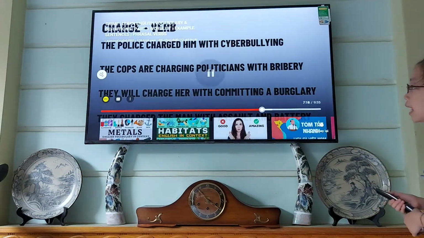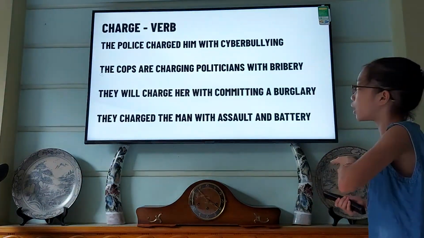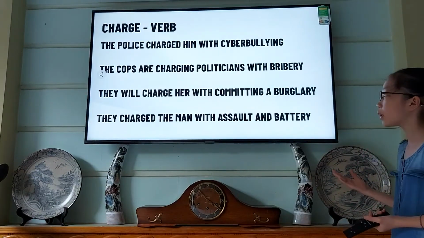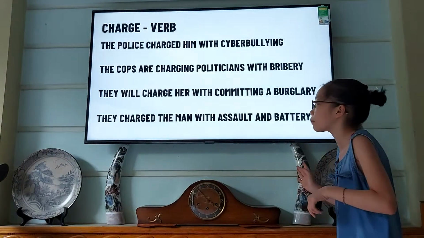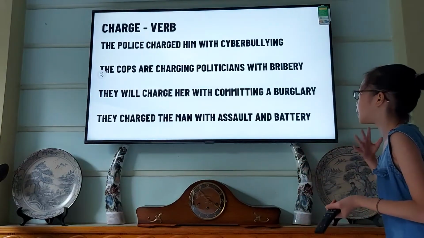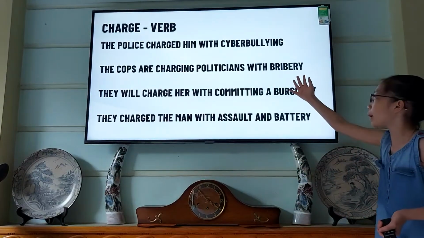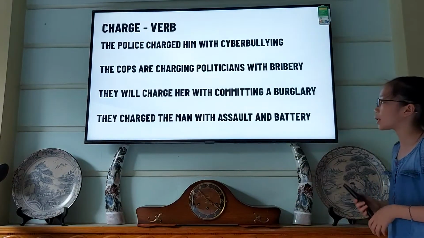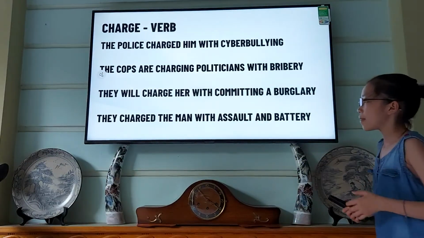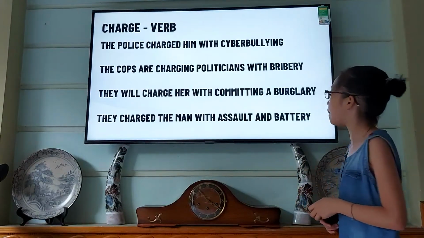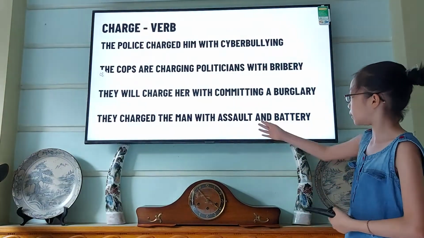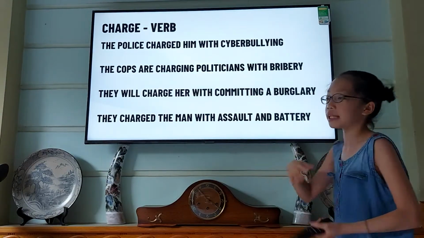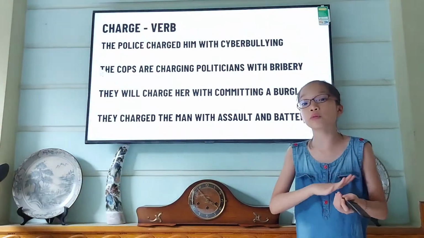And here we have an example of charge plus the verb. So the police charge him with cyberbullying, charge him with something. The cops are charging a politician with bribery. Like all these words we just learned, they will charge her with committing burglary. They charge the man with assault and battery. That's it. Assault and battery, burglary, bribery, cyberbullying, all the words that we used to know.